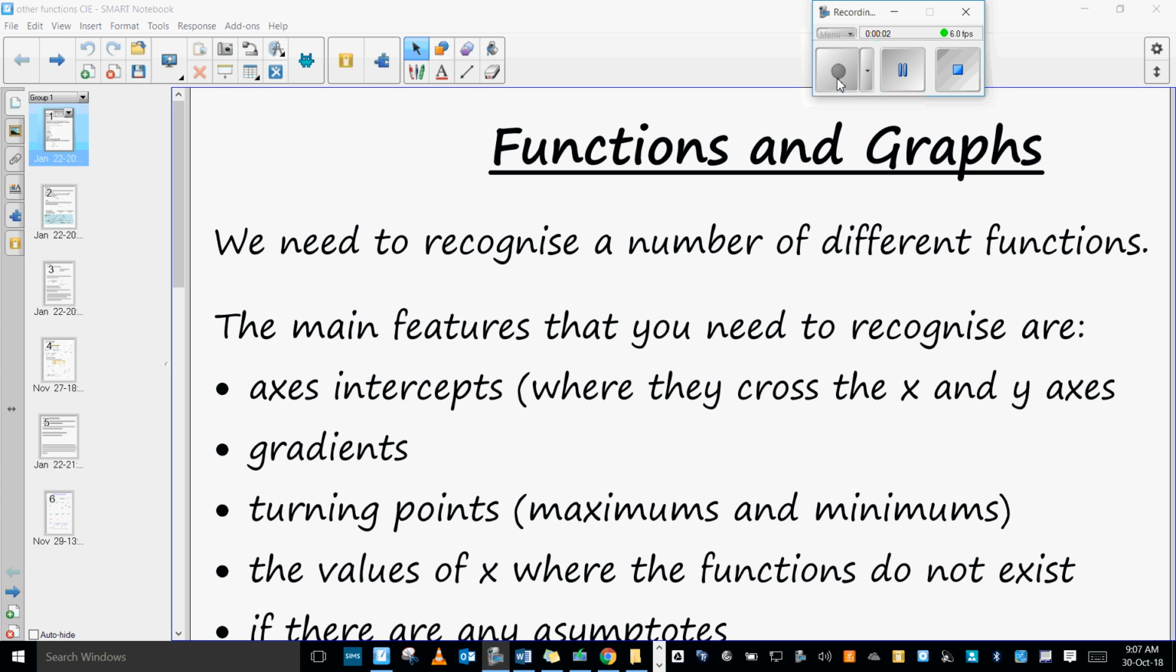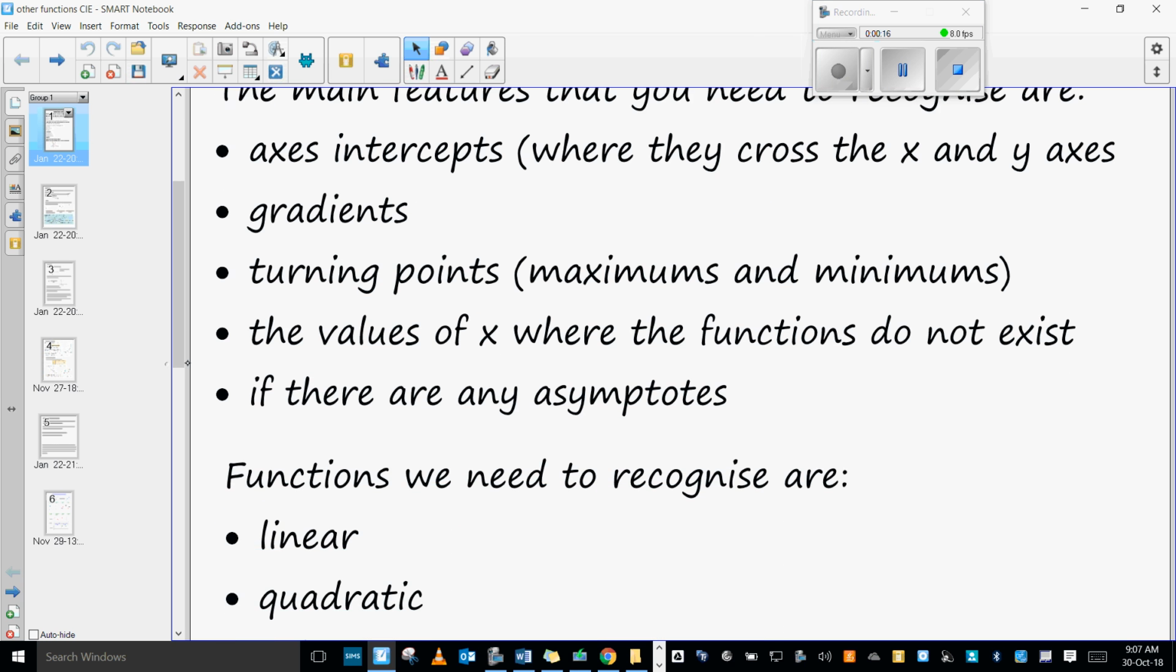So we need to recognise certain features of graphs. I'm going to go through them in a second with you. There are axes, intercepts, so where we cross the x and y axes, gradients, turning points, which are maximum and minimum points. So maximum points are points that would be that, and then minimum points would be these points. And you need to find the values of x where the functions do not exist, so that's where your domain is restricted.